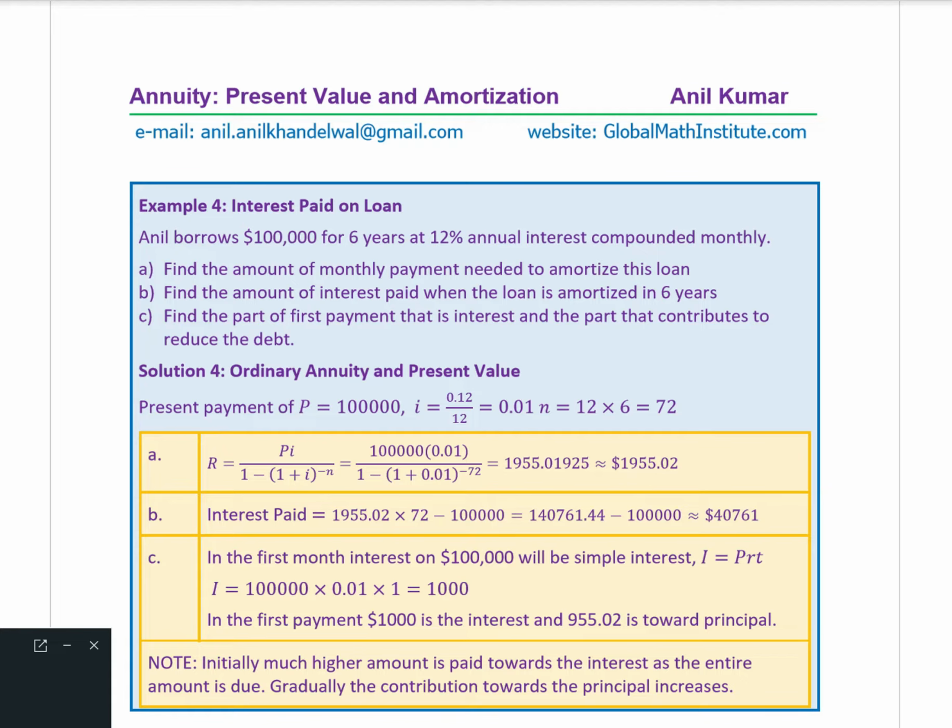Okay, let's take example 4 now, which has a couple of questions in it. So the situation is, Anil borrows 100,000 for 6 years at 12% per annum interest compounded monthly. So we have a question of monthly interest.